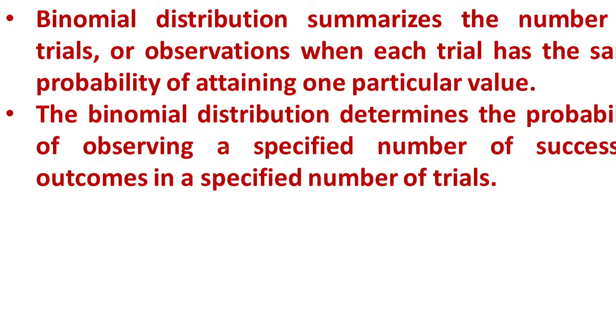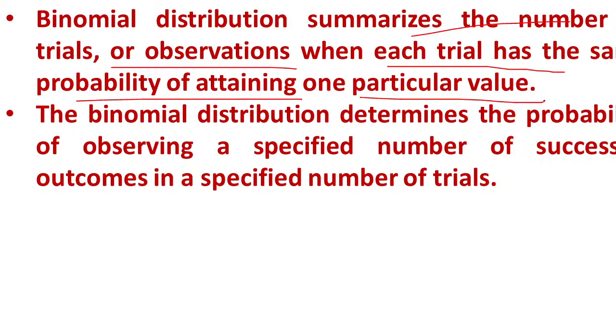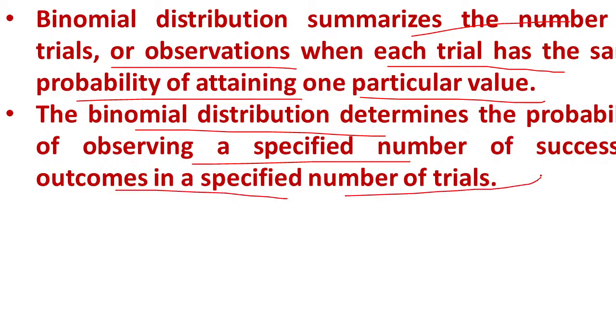So binomial distribution summarizes the number of trials or observations when each trial has the same probability of attaining one particular value. The binomial distribution determines the probability of observing a specified number of successful outcomes in a specified number of trials.